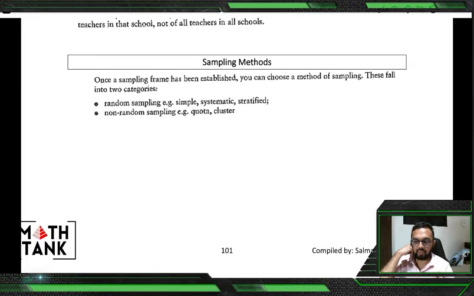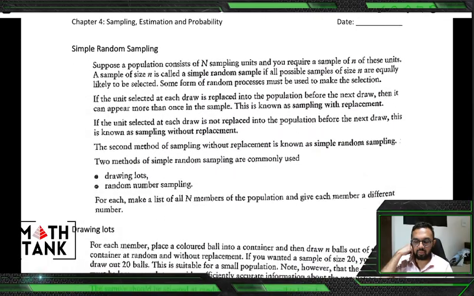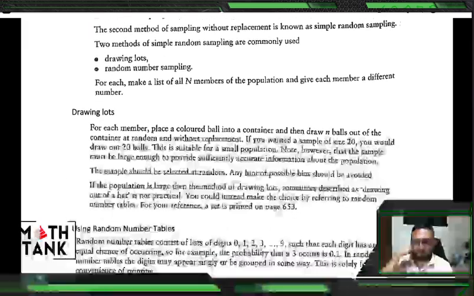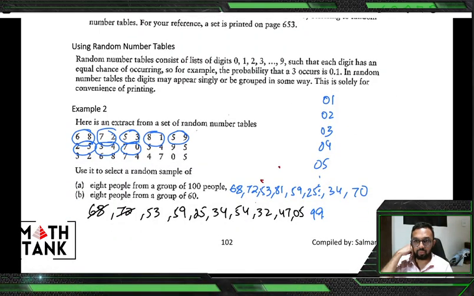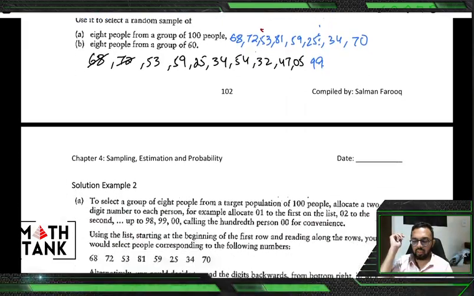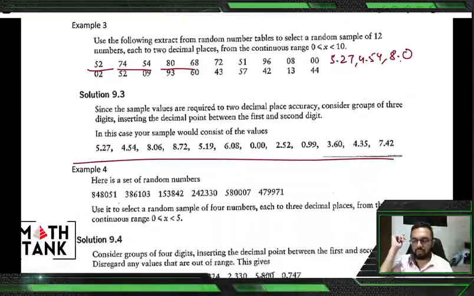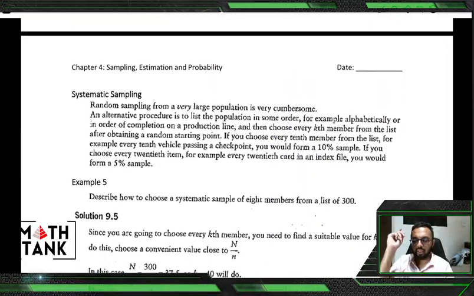Drawing lots is basically, in Urdu, we say parchiyan daalna, that's drawing lots. Or using random number tables, so that's something that you need to know. So that's drawing lots, random number sampling. In the exam, you can be asked to do a sample from random numbers in a list of numbers that you might be given, and then asked to do sampling using random number tables. So remember how to do that.